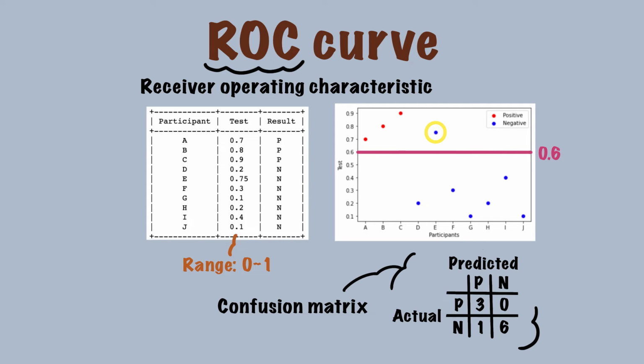To be more precise, we can draw a confusion matrix like this. You can see 9 people are correctly classified. Only one person is incorrectly classified. Since we now have the confusion matrix, we can actually calculate a lot of performance measures, such as the accuracy, error rate, recall, and precision.